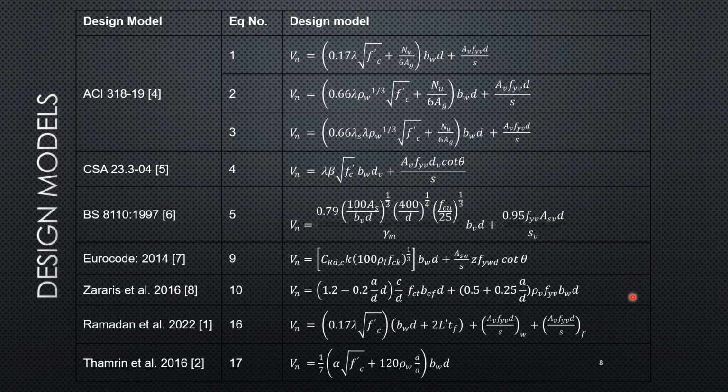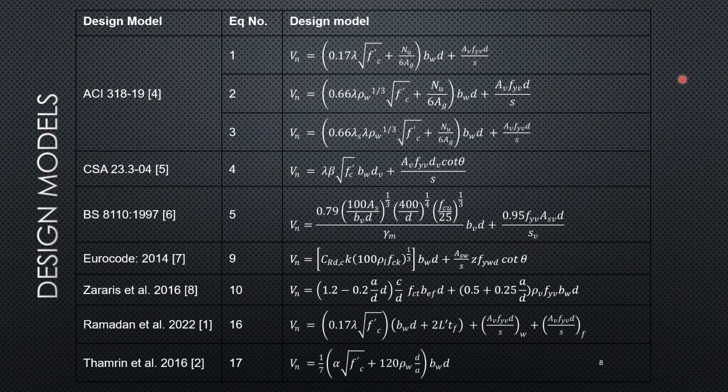The first one is by Zararis et al., which is based upon determining an effective width, b effective, in such a manner that the depth of the neutral axis is first calculated by quadratic equations and then by the equation of forces, and taking into account the distribution of strains over the vertical sections, the authors derived an equation to find the b effective. Plugging it into this equation, we can calculate the shear capacity of the section.